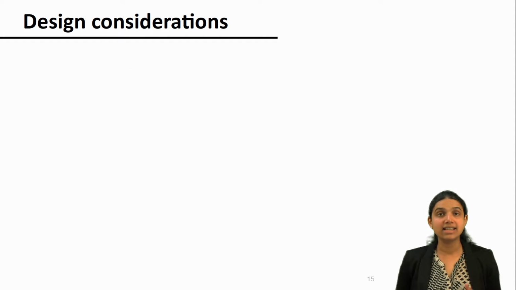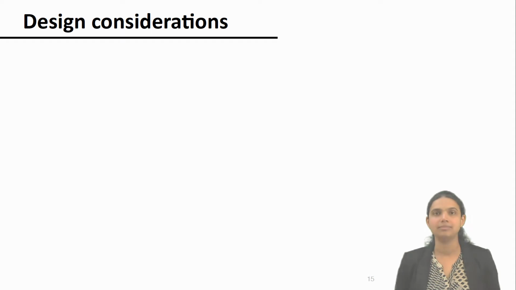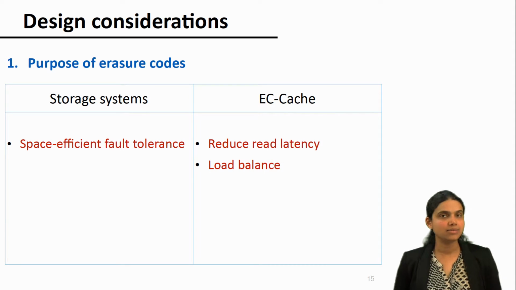Now let's look at design considerations in EC cache and contrast them with storage systems where erasure codes have been traditionally employed. In storage systems, erasure codes are employed primarily to provide fault tolerance in a storage efficient manner. On the other hand, EC cache employs erasure codes in order to load balance and to reduce read latencies.